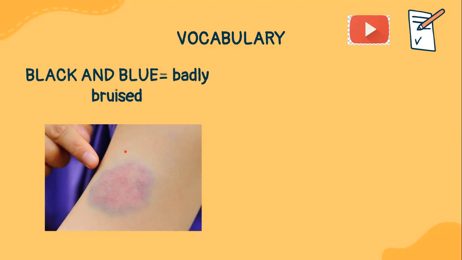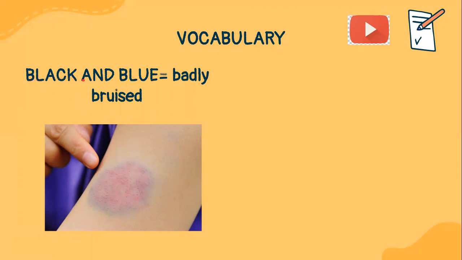Black and blue doesn't really mean the black and blue color, okay? This has some hidden meaning. These words are called idioms. You must be knowing this phrase, idioms. Black and blue means badly bruised. Bruised means getting hurt. When we are badly hurt, badly bruised, then there will be some color on our wound, right? It is called black and blue.